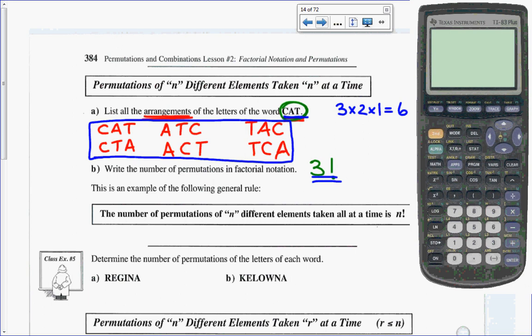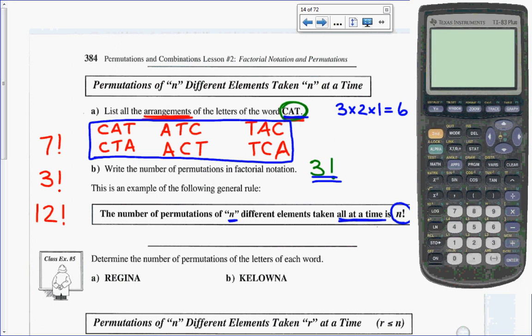So this is the general rule. The number of permutations of a certain number of different elements, if you take all of them, taken all at a time, is n factorial. Okay, so how many ways can you arrange 7 different letters? It would be 7 factorial. How many different ways can you arrange 3 letters? 3 factorial. How many different ways can you arrange 12 different letters? 12 factorial. Okay?